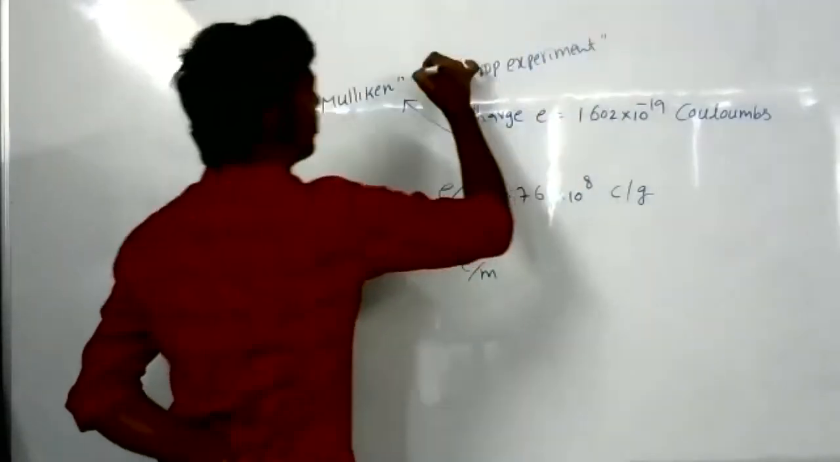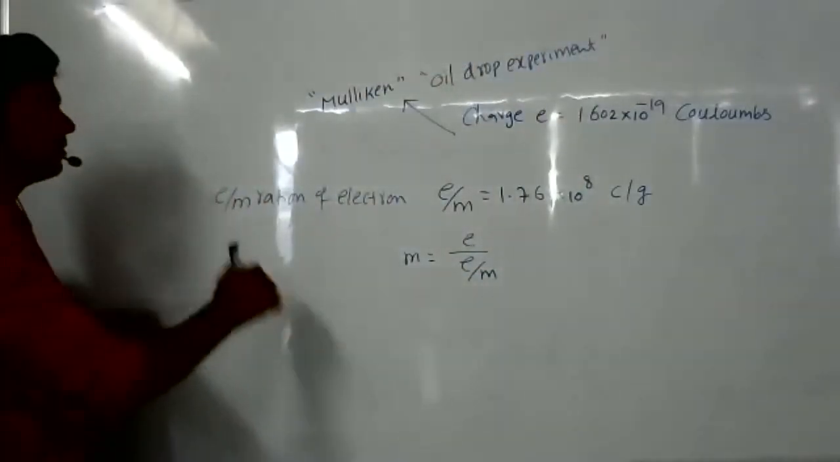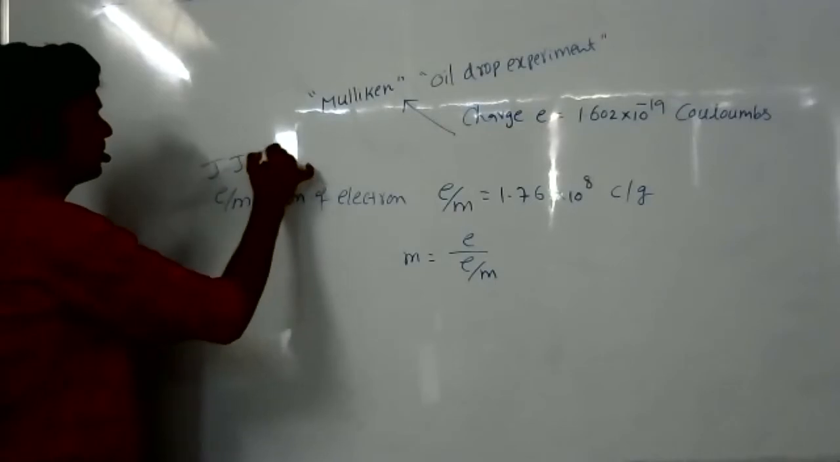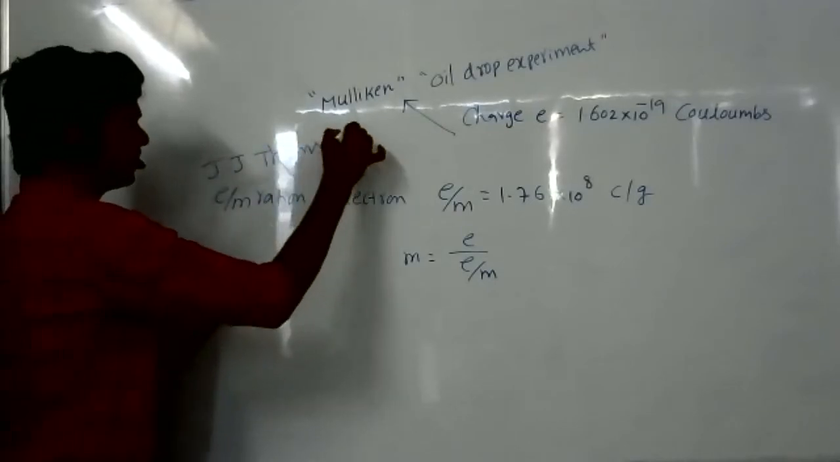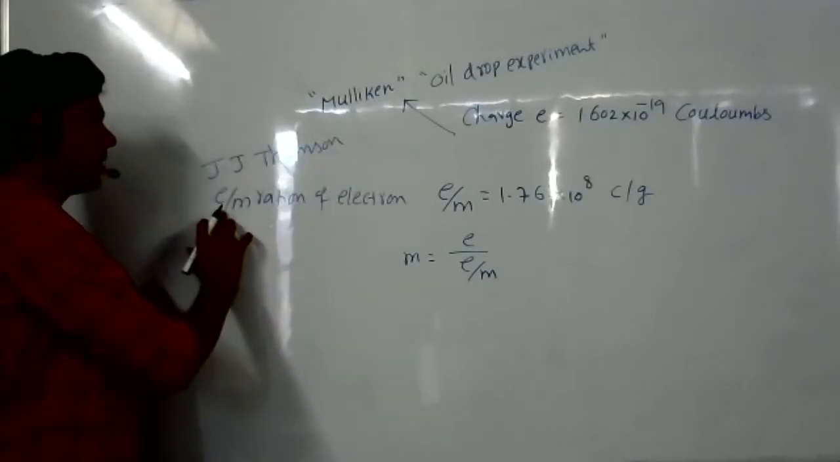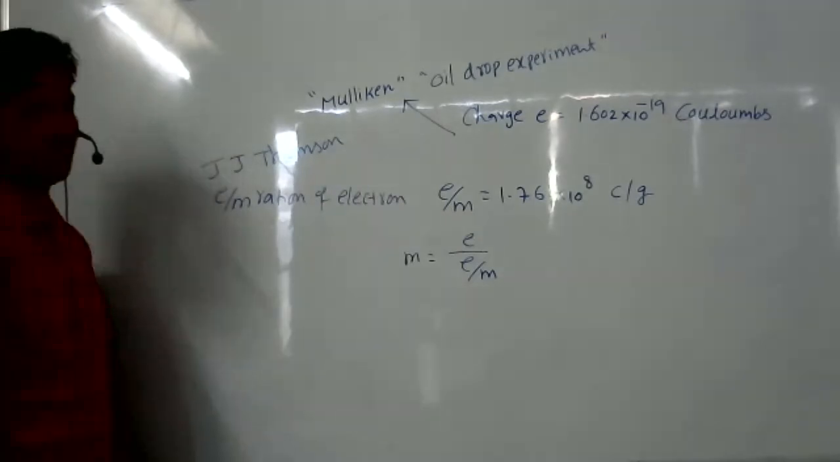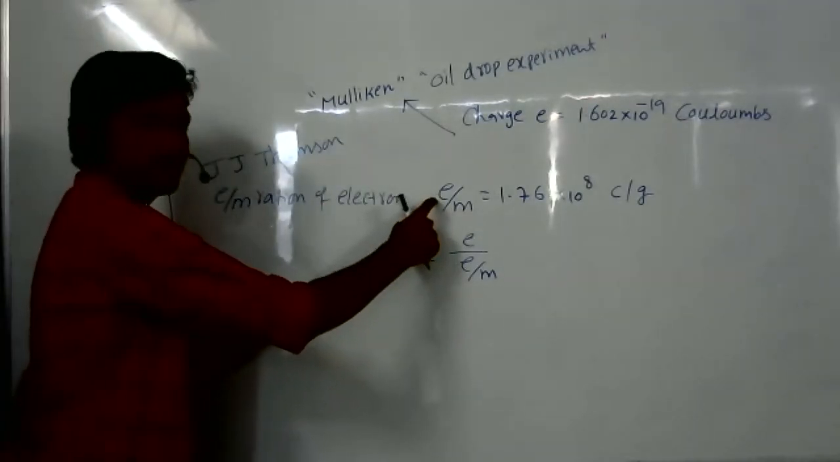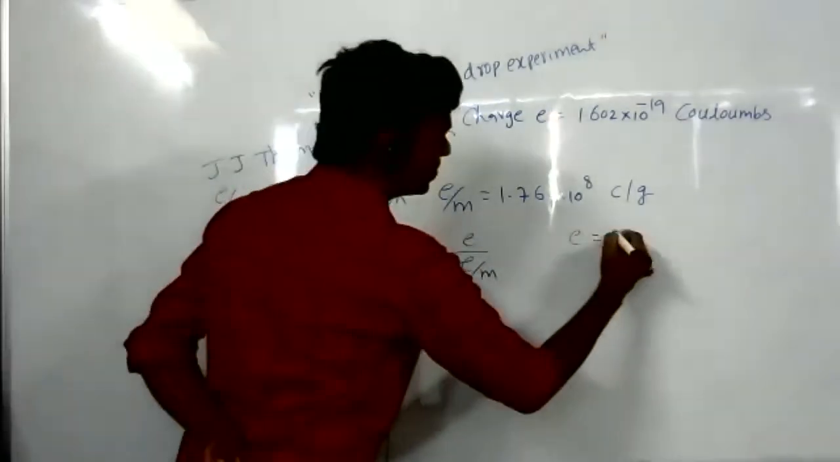With the help of the oil drop experiment, he calculated. So here, J.J. Thomson did one experiment. In that experiment, he calculated the e/m ratio. Here e means the charge of the electron.